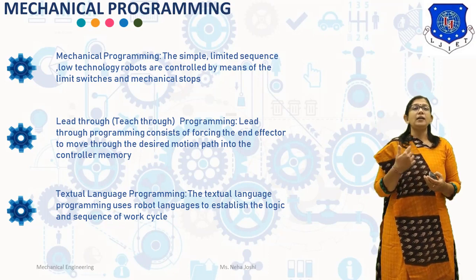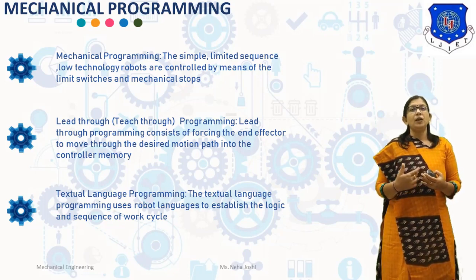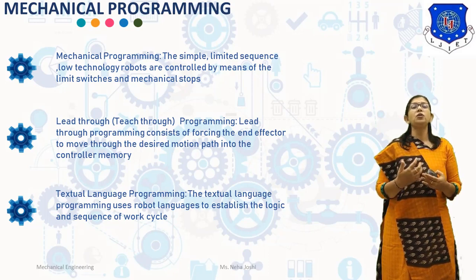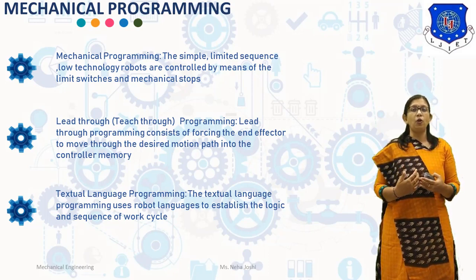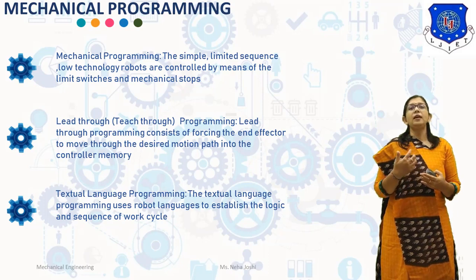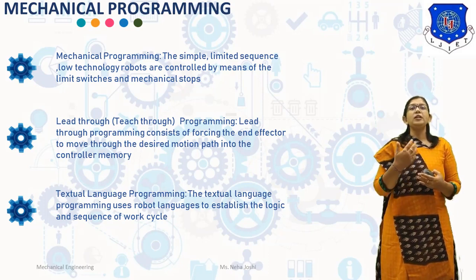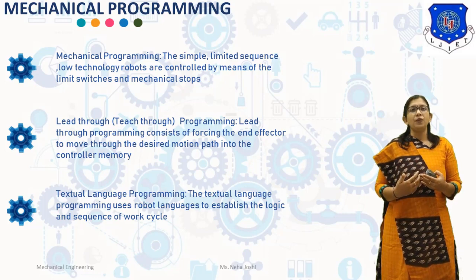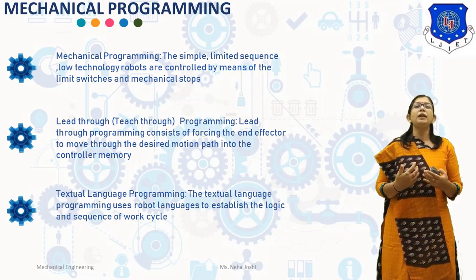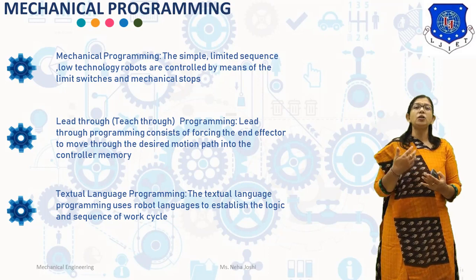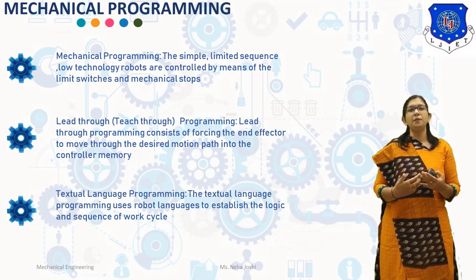robots. And last one is textual language programming. The textual language programming uses robot languages to establish the logic and sequence of the work cycle. The computer terminal is used to input the program instructions into the controller. But a teach pendant is also used to define the location of various points in the work envelope. In this programming, the program is created independent of the robot cell. It is also known as offline programming.